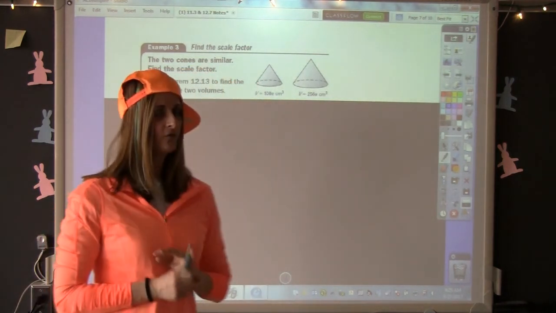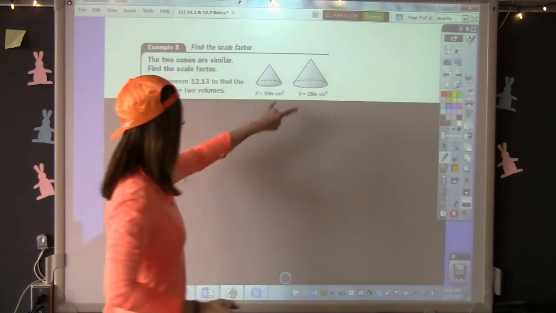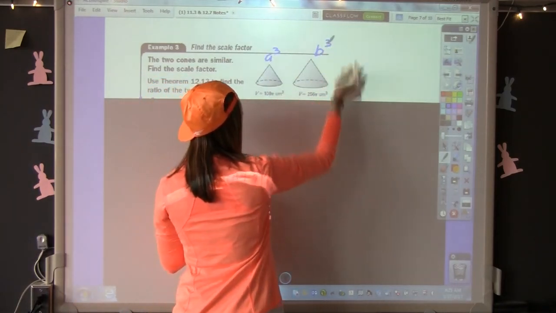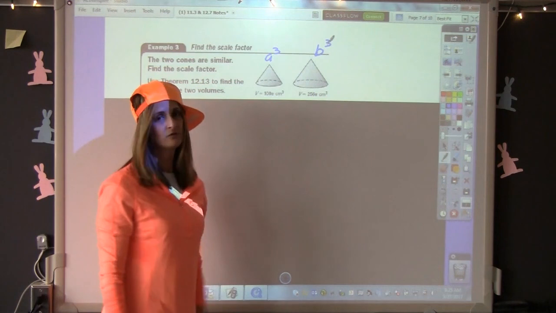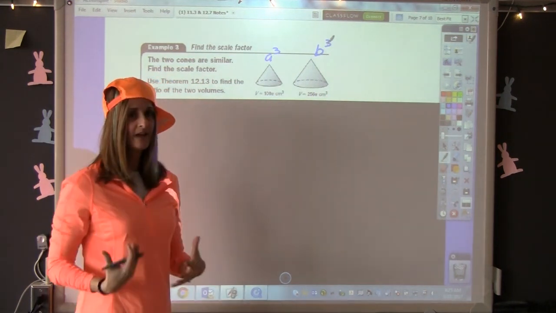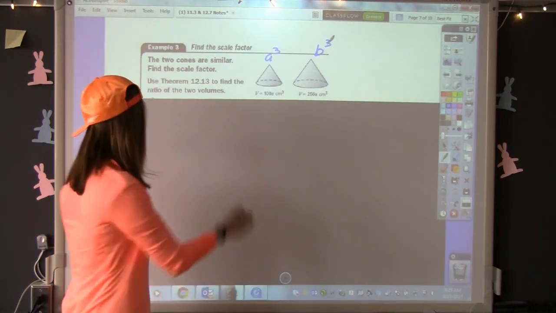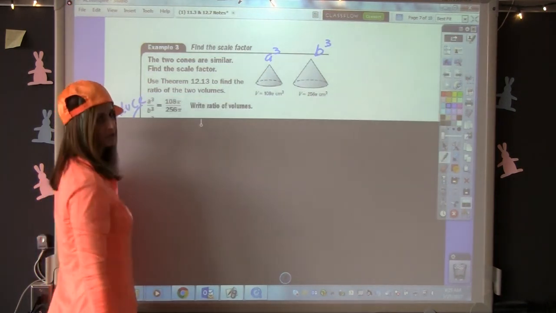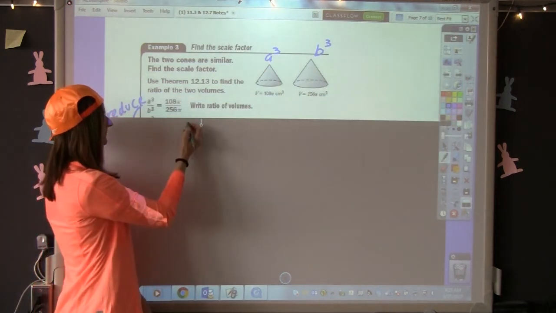So first what we have to do is recognize this is a cubed to b cubed, because we're given the two volumes. So we're going to write that as a ratio and simplify it first. Here it's written as a ratio, and simplify it.